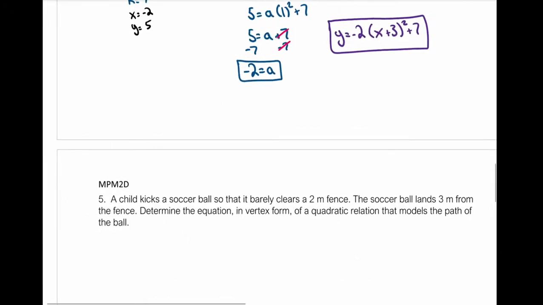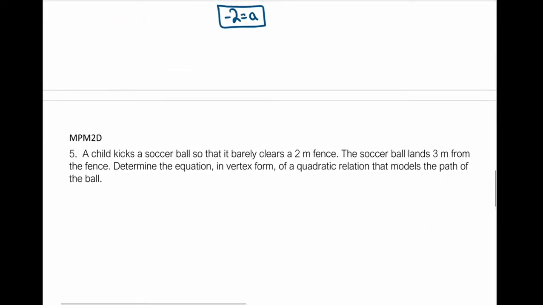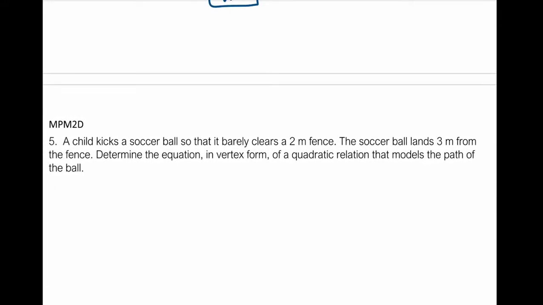The next couple examples that we're going to look at all involve word scenarios. And these are going to be a little bit different because we need to visualize what is actually being shown, or the path or the scenario, in order to find our vertex and our 2 points. So if I want to graph this situation, which is a child kicks a soccer ball so that it barely clears a 2-meter fence. The soccer ball lands 3 meters from the fence. Determine the equation in vertex form of a quadratic relation that models the path of the ball.